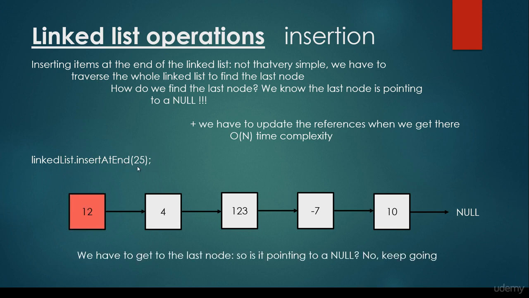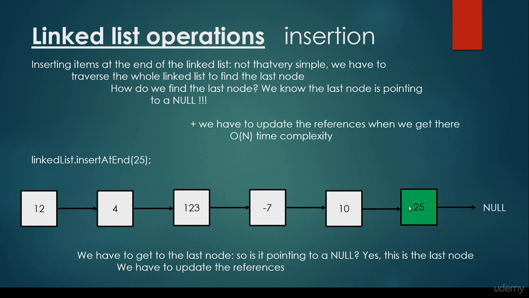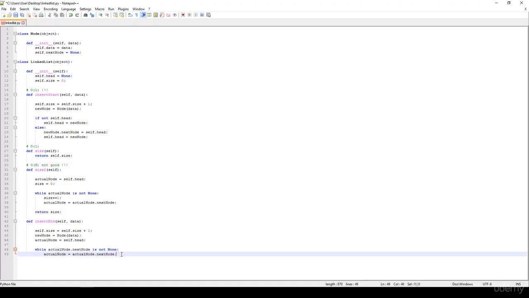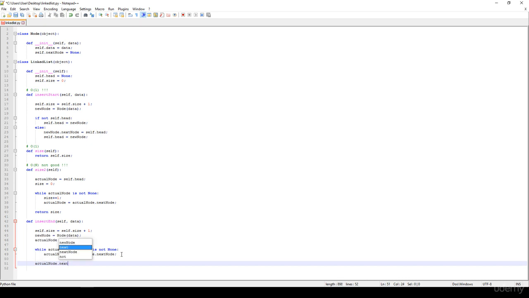So for example, if we would like to insert 25, then we try to find the last item of the linked list. This then is pointing to a null or a none, so this is the last item, so we tell this node to point to the 25. This is how we insert an item at the end of the linked list. Okay, so this is how we iterate through the list and find the last one. And basically, we just have to update that actual node dot next node is equal to the new node. Okay, so this is how we insert that given new node to its position.